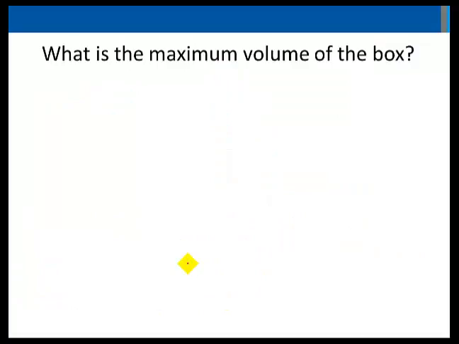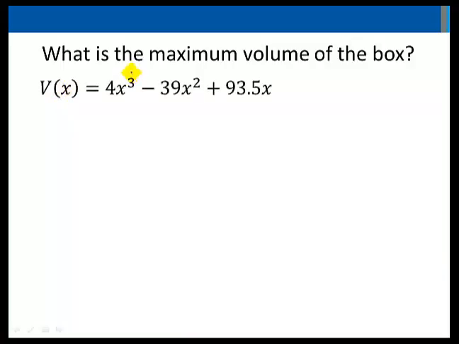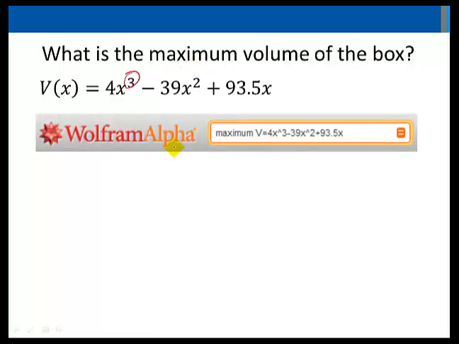What is the maximum volume of the box? Let's look at our volume function, and we see that the highest power of this polynomial is 3. So we have a polynomial of degree 3. If our polynomial was degree 2, we would have a quadratic function, and we could find the vertex of the parabola, and we'd know what our maximum volume was that way. With a polynomial of degree higher than 2, we need a little extra help, such as a graphing calculator or Wolfram Alpha, which I've used here.